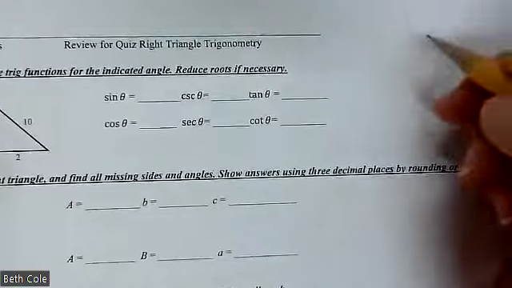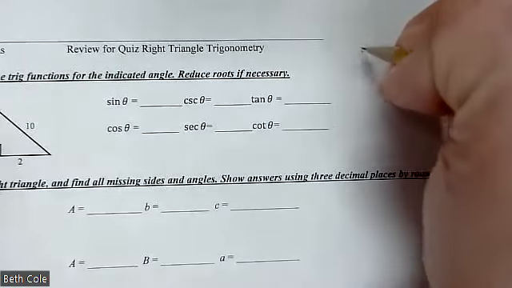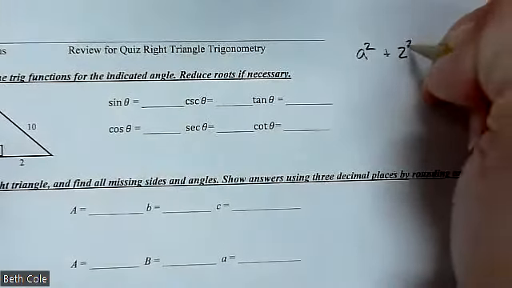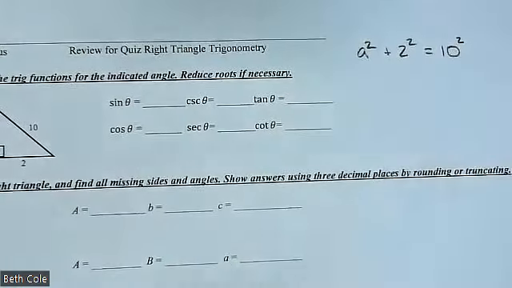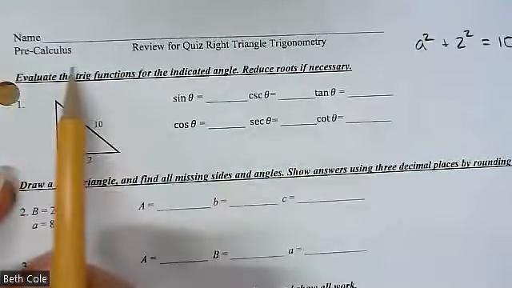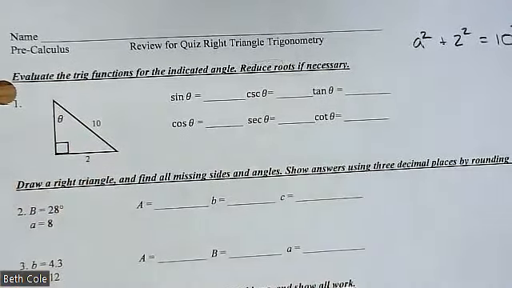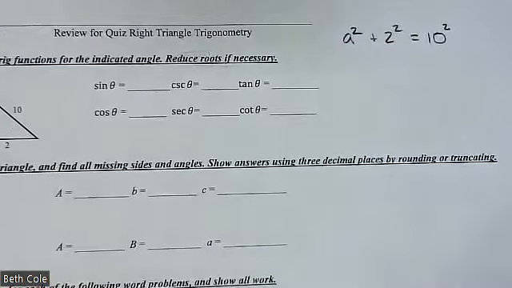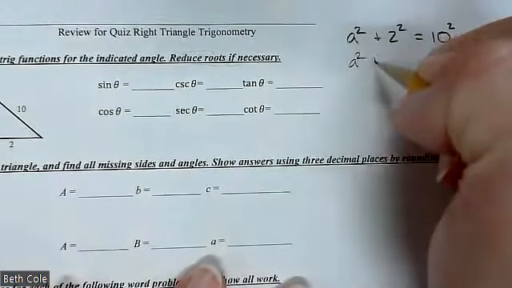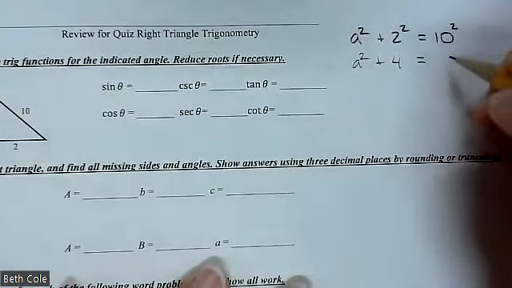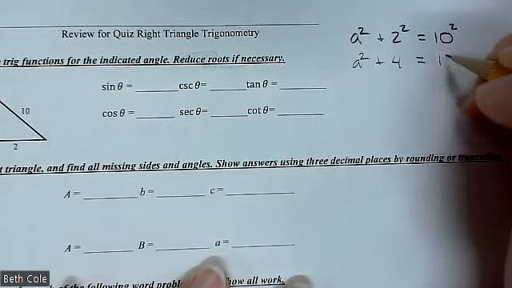It'll be Pythagorean theorem. I'm just going to write off to the side here because I actually have some space. A squared plus 2 squared equals 10 squared. Now this one, we're going to reduce the square roots and you can just read the directions. Reduce roots if necessary. So we're not going to use the calculator for this one. We're going to actually deal with our square roots. So 2 squared is 4, and 10 squared is 100. Sorry, I got ahead of myself there.